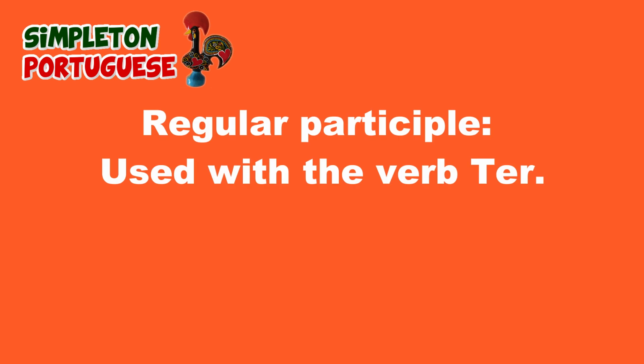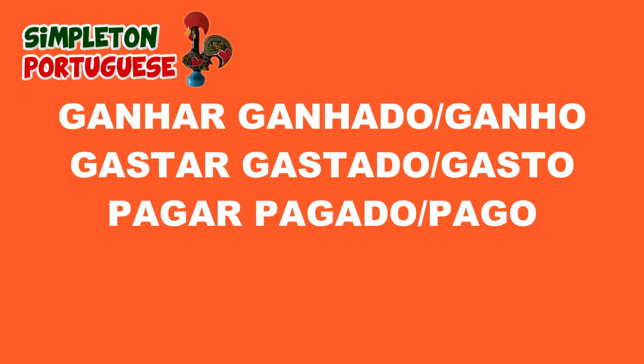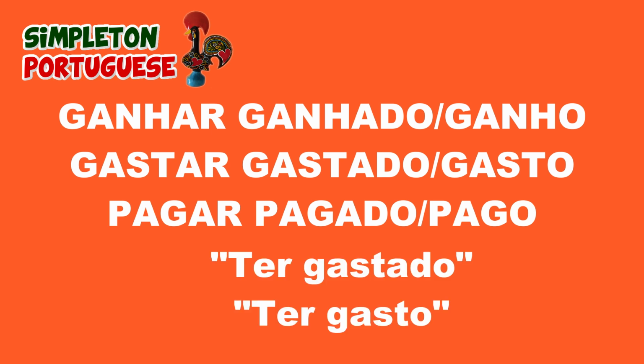Some other verbs have two participles, one regular and one irregular. The regular one is used with the verb ter, and the irregular one is used in another thing we won't mention for now. You also have verbs in which the regular participle has fallen into disuse and has been replaced by the irregular form even when used with ter. Ganhar, ganhado, ganho. Gastar, gastado, gasto. Pagar, pagado, pago. This means you may have native speakers correcting you if you say ter gastado instead of ter gasto, but some grammar experts may disagree.